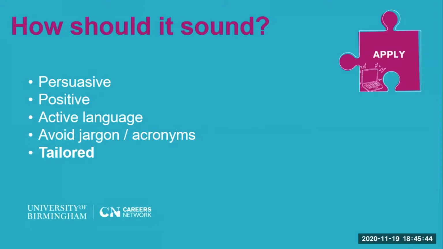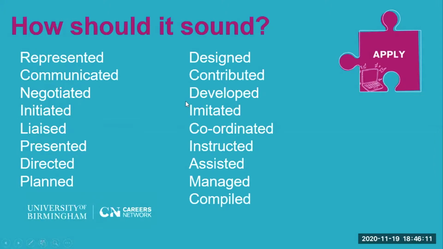Avoid any jargon or acronyms that you think the employer won't understand. It can be a bit tricky to know what they will and won't understand, but one of the most common things I see is sometimes students might include module codes or things that are very specific to the University of Birmingham that an employer is just not going to know what it is. So just try and make sure that everything you're including is likely to be understood by anybody in the industry.